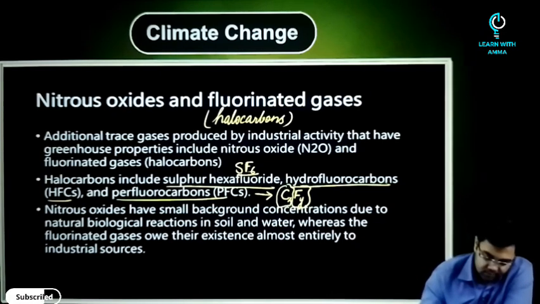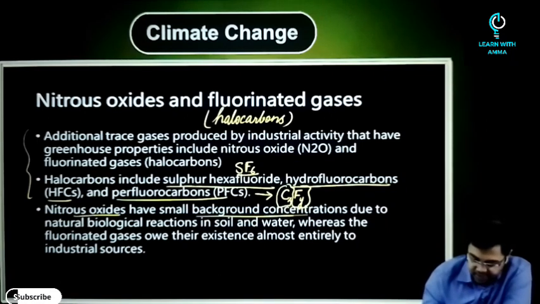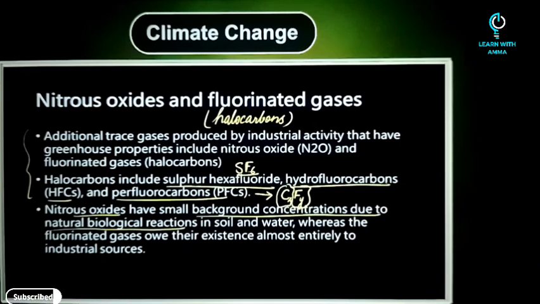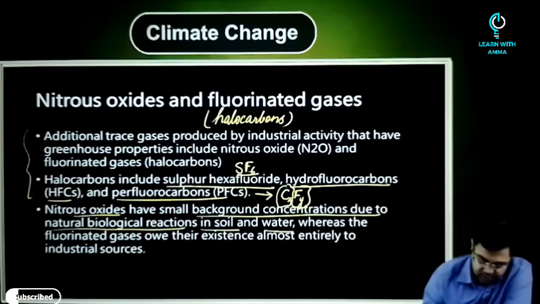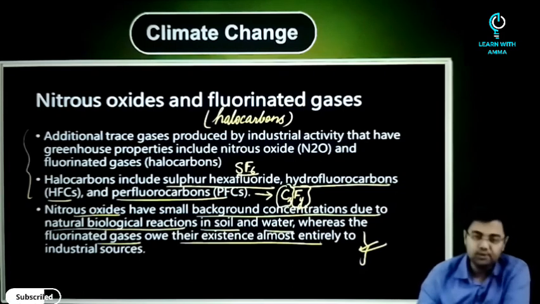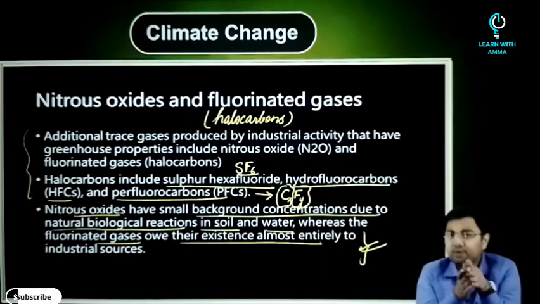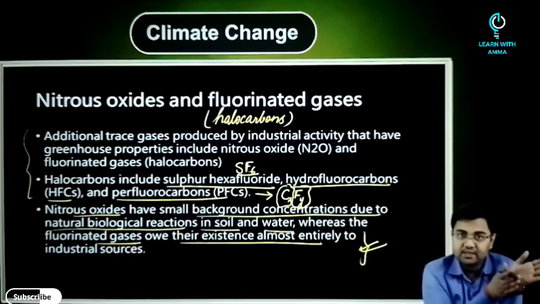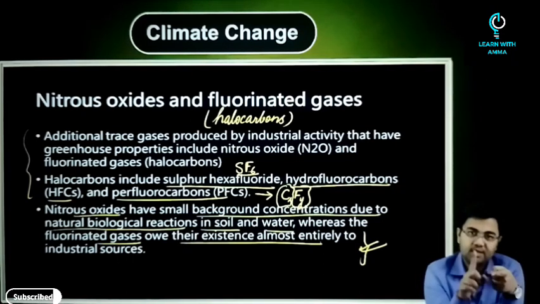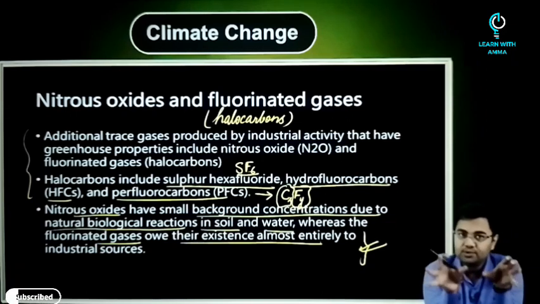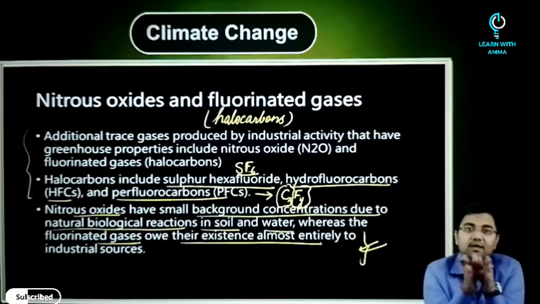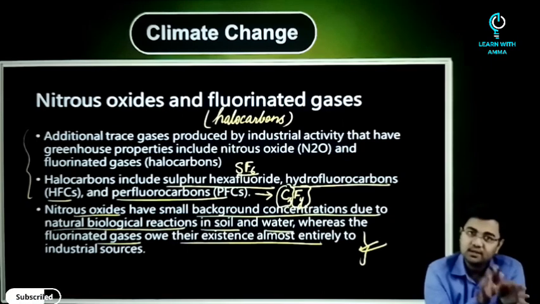So this is another factor, and apart from that, nitrous oxides have a small background concentration due to natural biological reactions in the soil and water, whereas the fluorinated gases owe their existence almost entirely to industrial sources. So these two are also not as significant as carbon dioxide or methane or water vapor, but still you have these two which are significant as long as you are discussing greenhouse gases.